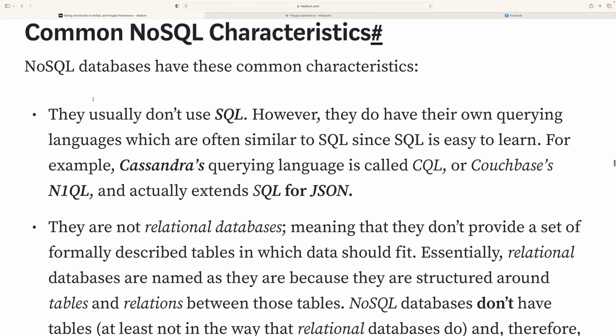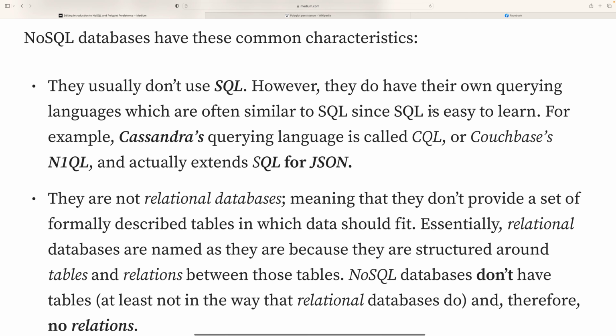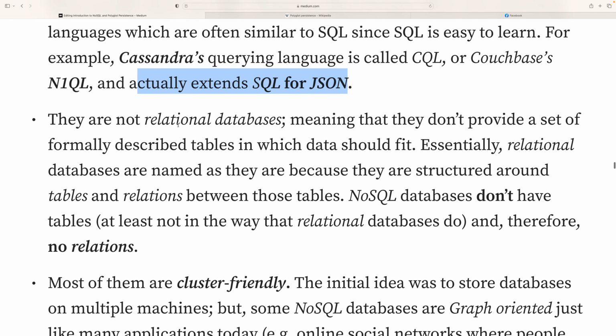So let's understand the common characteristics of NoSQL. NoSQL databases have these common characteristics. They usually don't use SQL. However, they have their own query language, which is often similar to SQL. For example, Cassandra's query language is called CQL, and Hypertable's is called HQL, and they usually extend an SQL processor. They are not relational databases, meaning they don't provide a set of formally described tables into which data should fit. Relational databases are named as such because they are structured around tables and the relations between those tables.